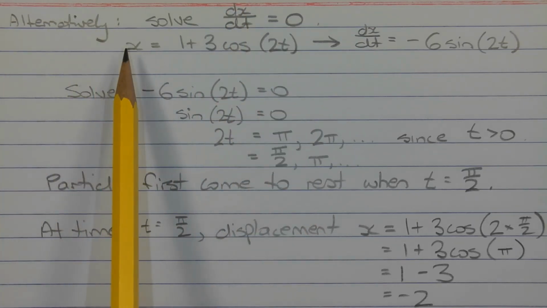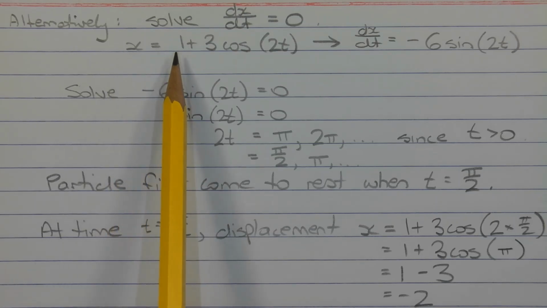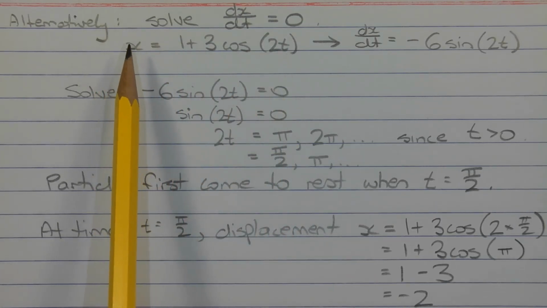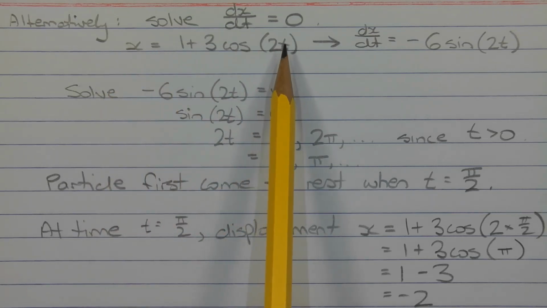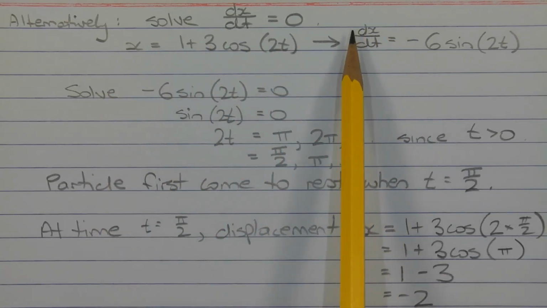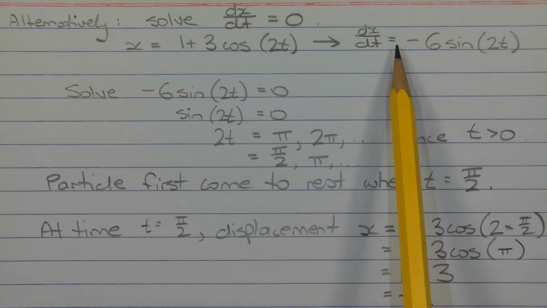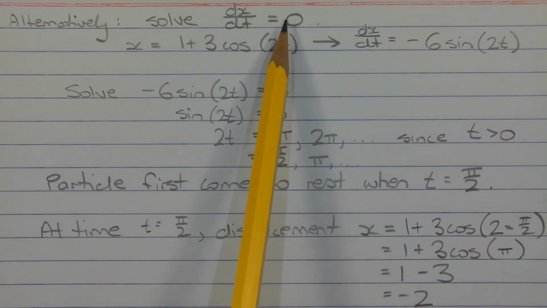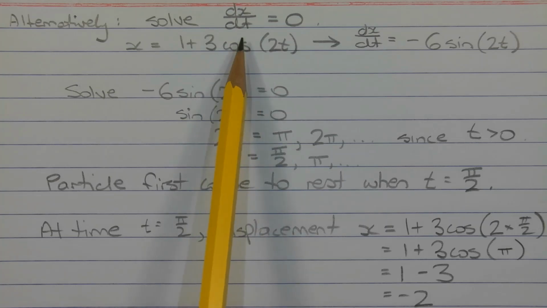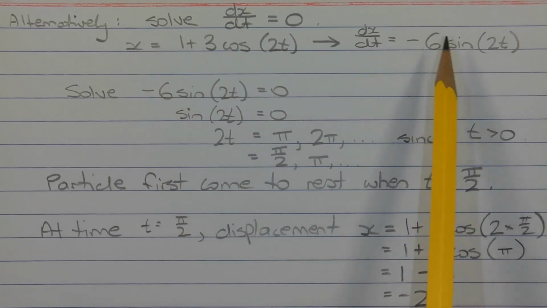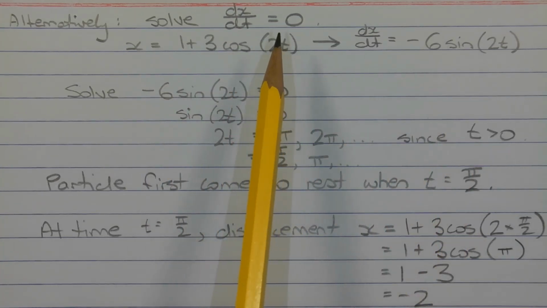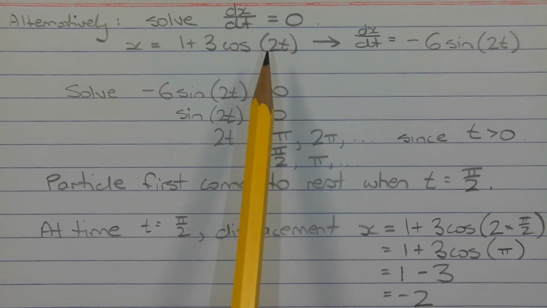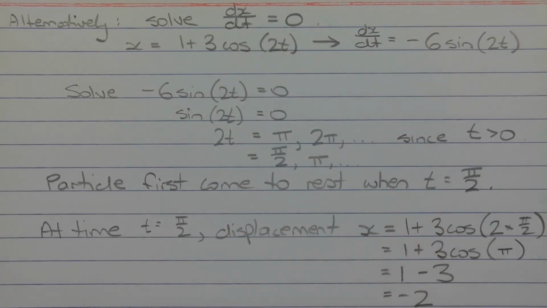Now, the displacement x is given by the formula x equals 1 plus 3 cos 2t. Using the chain rule to differentiate x with respect to t, because we have a composite function here, we get dx/dt is equal to negative 6 sine 2t. And we get that by differentiating the outer function, which is the cos function, and we get negative sine, and then multiply that by the derivative of the inner function, so the derivative of 2t, which is 2, and that's where we get the negative 6 from.